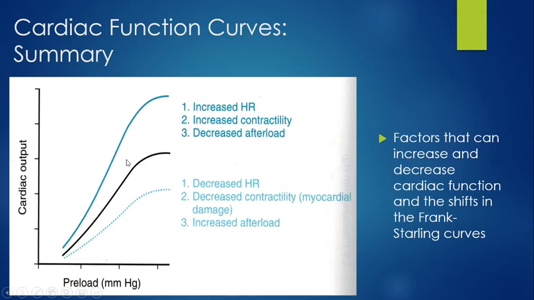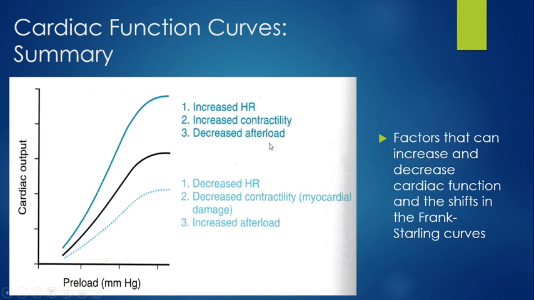And then afterload has an inverse relationship with stroke volume and cardiac output. At a given preload, a decrease in afterload increases the stroke volume, the amount of blood ejected from the heart, therefore an increase in cardiac output, and the opposite is also true. An increase in afterload would decrease stroke volume and decrease cardiac output. So today we talked mainly about afterload, preload, and contractility and their effects on the pressure-volume relationship and therefore on stroke volume and cardiac output.